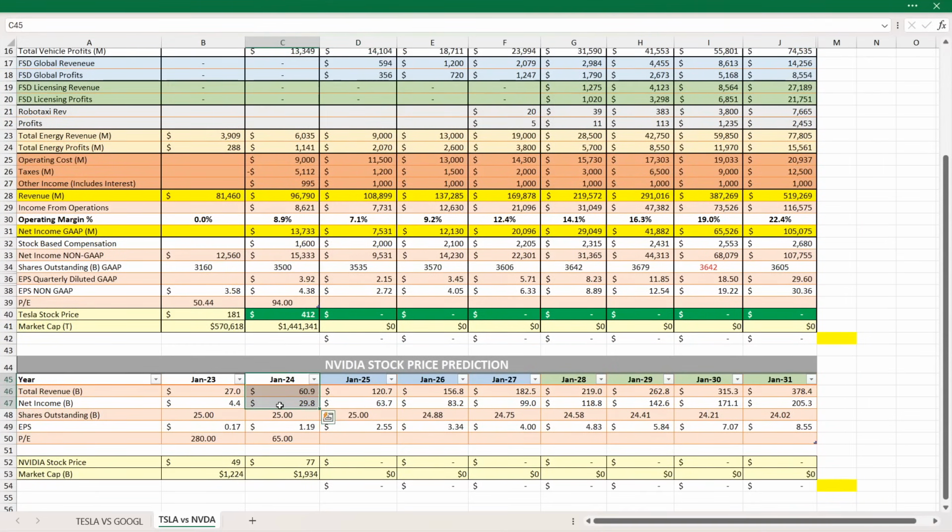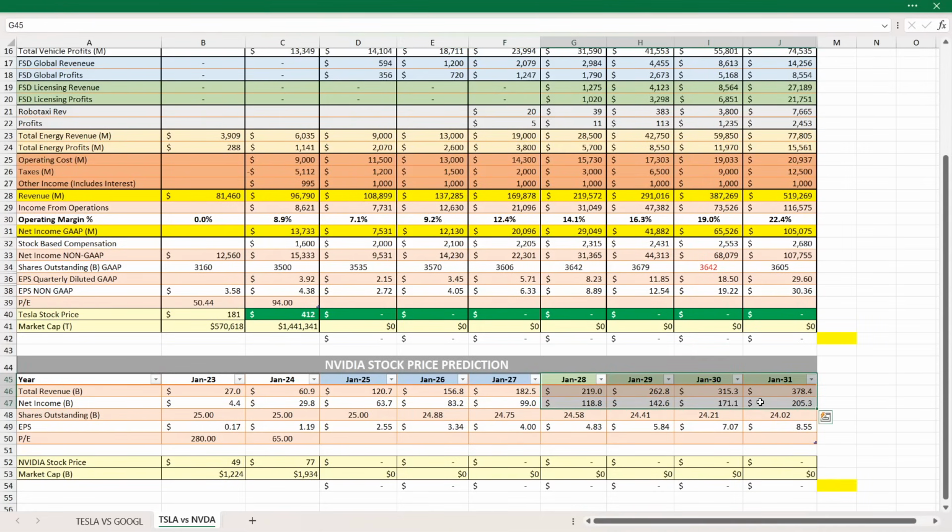But last year, they did $61 billion in revenue, almost $30 billion in net income. This year, they're projected to do over 120, so practically almost a 2x. And profits to be more than a 2x, which is just insane. And you can see the numbers getting much crazier for 2026, 2027.